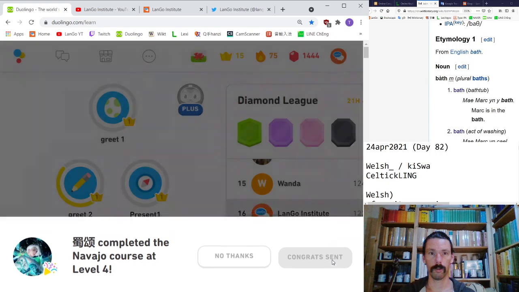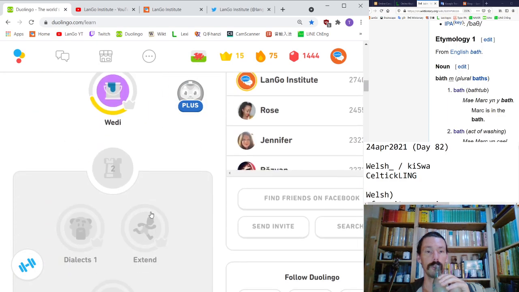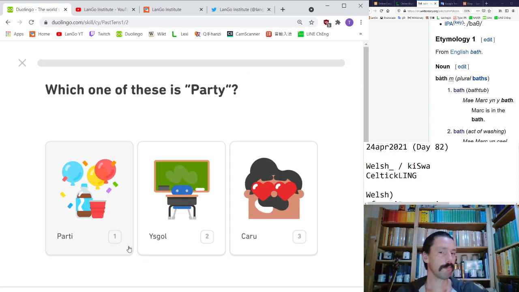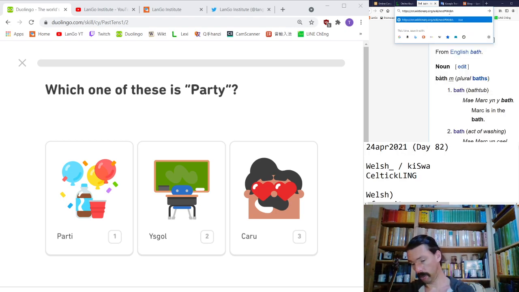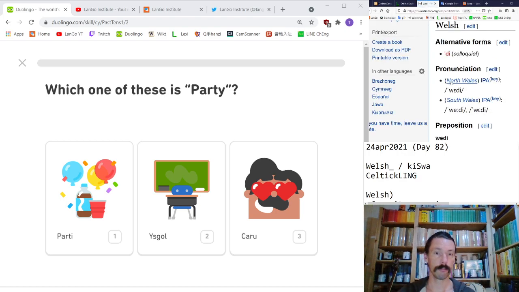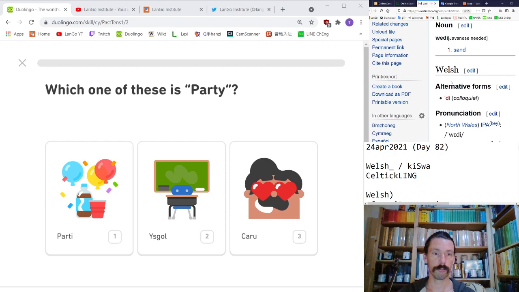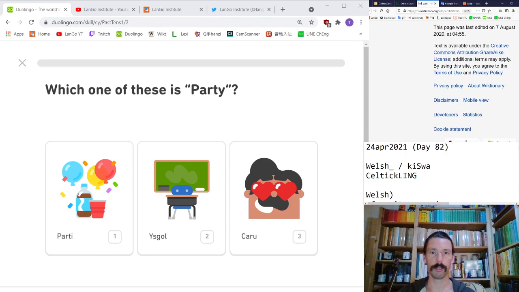There we go. It got a little frozen on that stage early on. So, yeah, let's spend a bit of time on Welsh. Wedi. Since it's the theme here, let's find out where it's from. No etymology given.